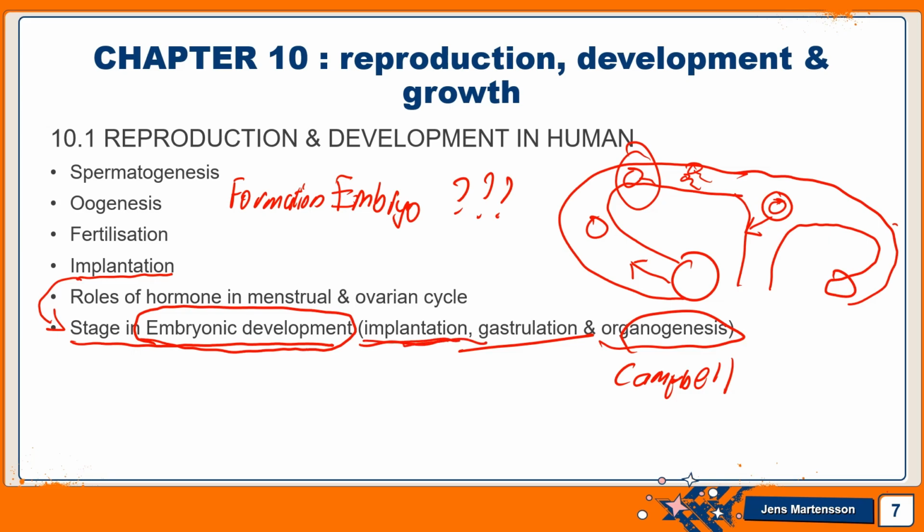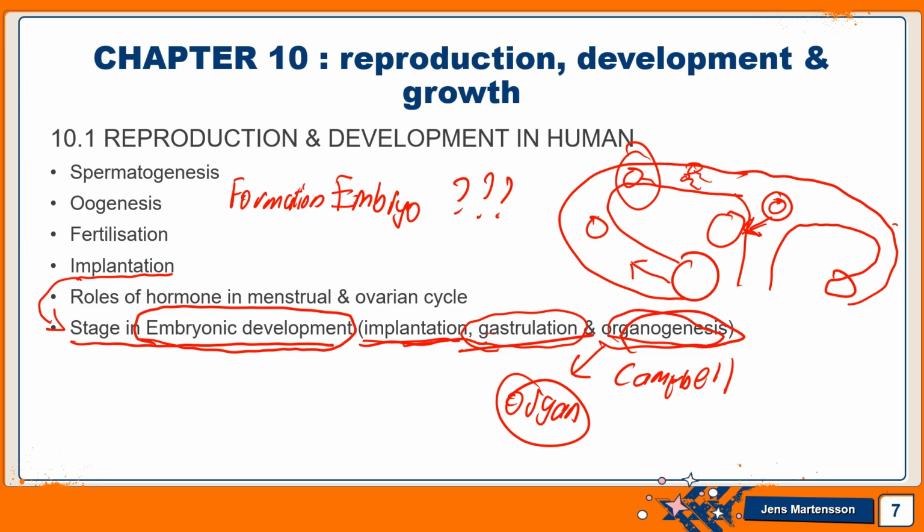The first stage is implantation. Then we have another stage, gastrulation. Gastrulation is the stage in the endometrium wall. After implantation, the trophoblast will develop through gastrulation. After gastrulation, it will undergo organogenesis. Organogenesis is actually when the organs begin to develop. But the most important thing is that during gastrulation, they will form the 3 layers.